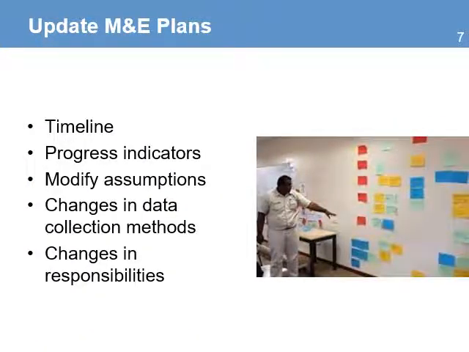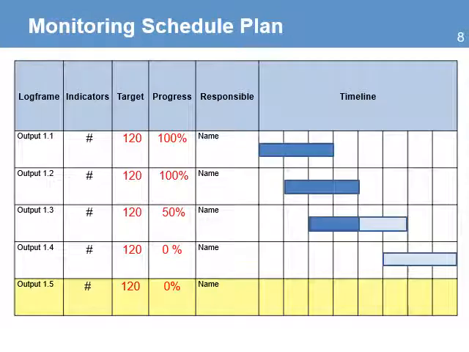When you're updating the M&E plans, you need to look at its timeline and progress indicators. You might need to modify some assumptions, make the necessary changes in data collection methods, and changes in responsibilities for data collection and analysis. All changes should be summarized on a separate document that describes what has changed. This will help the people who use the plan understand the changes.